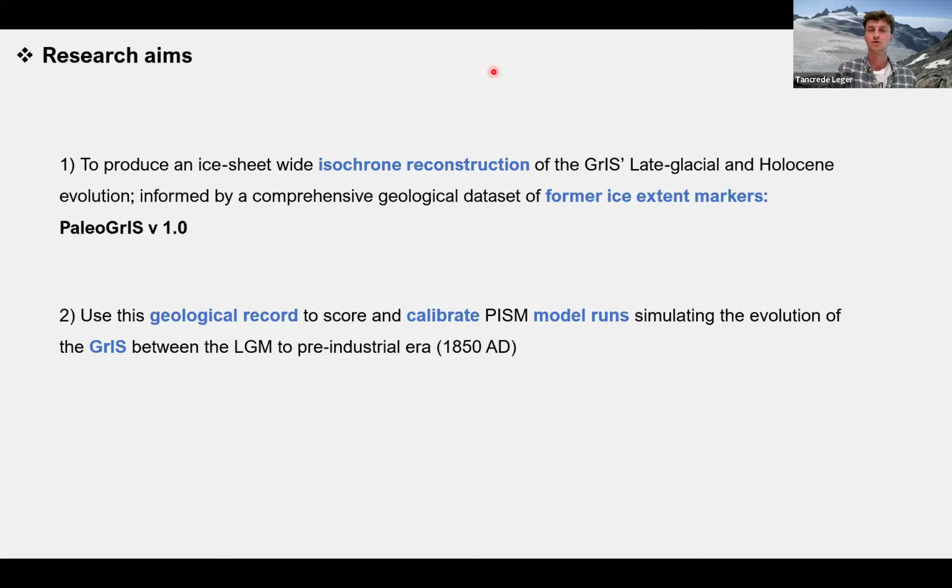And the second aim was to use this geological record, this database that we compiled, to score and calibrate numerical ice sheet model simulations, simulating the evolution of the ice sheet between the LGM and the pre-industrial era. So we really focus in time here on the past 25,000 years of the Quaternary. And we only really focus on ice extent when we calibrate our models against data.